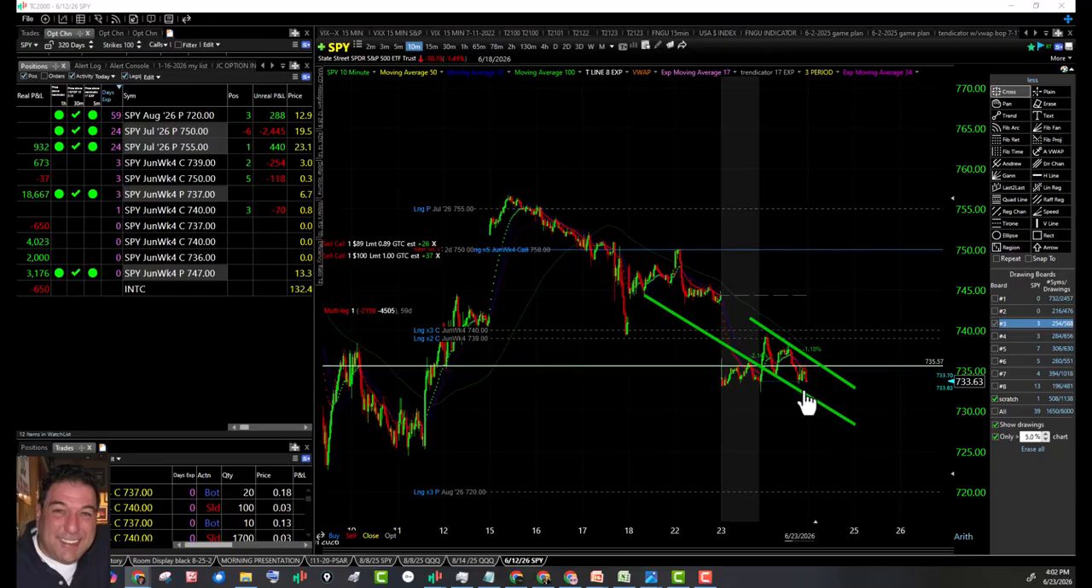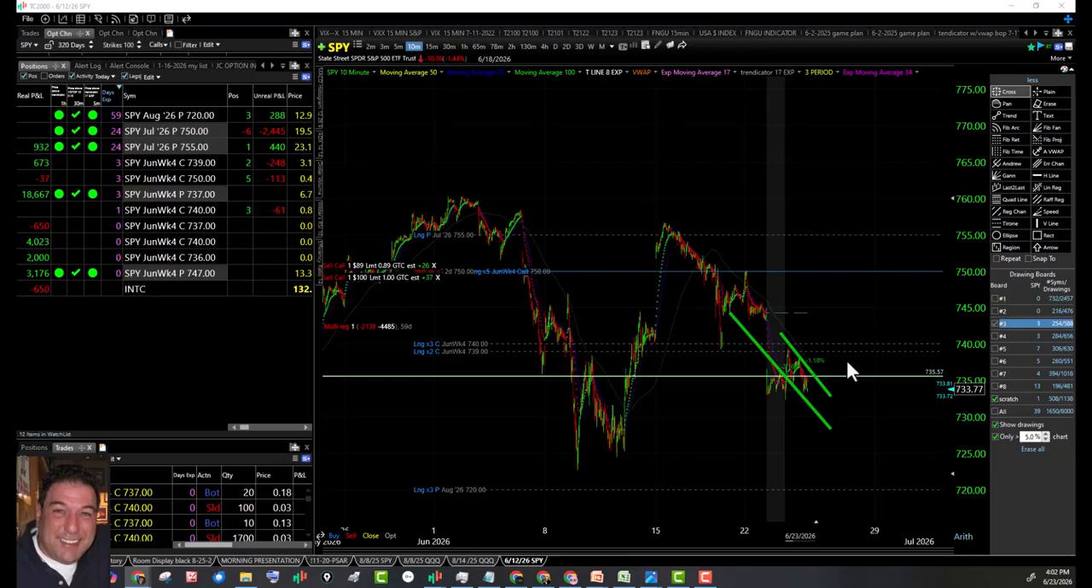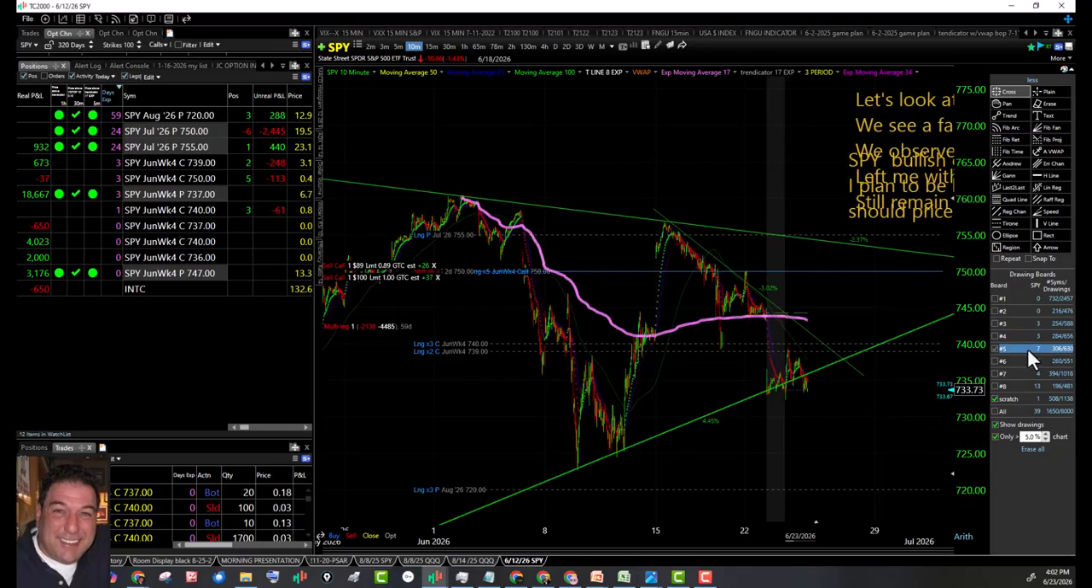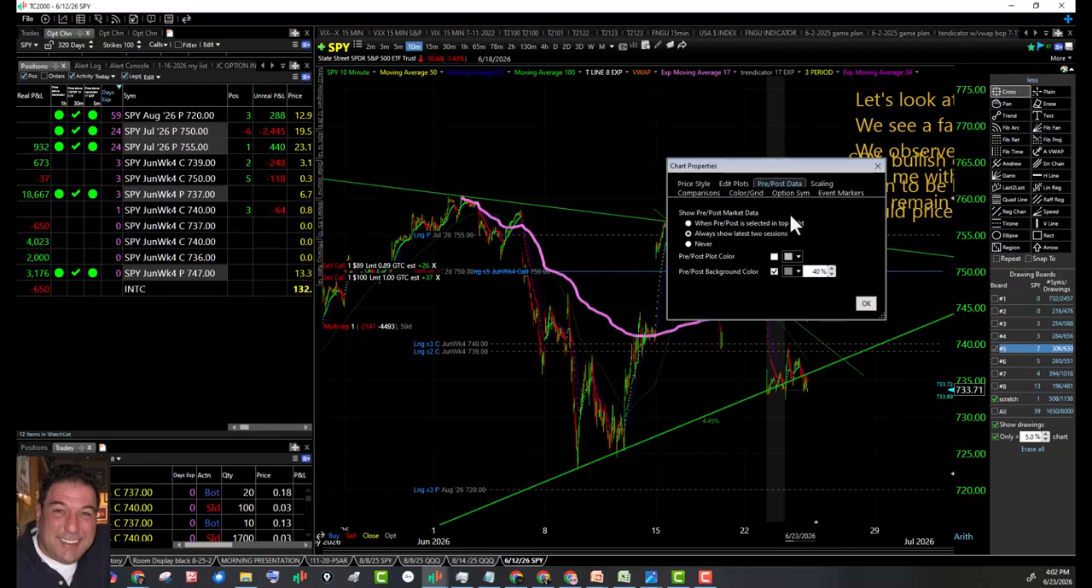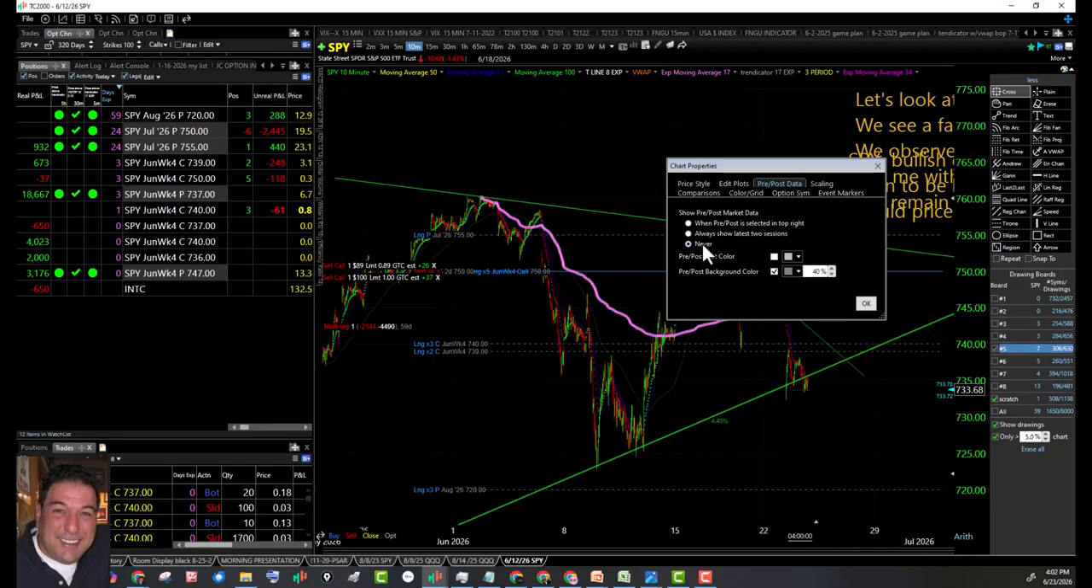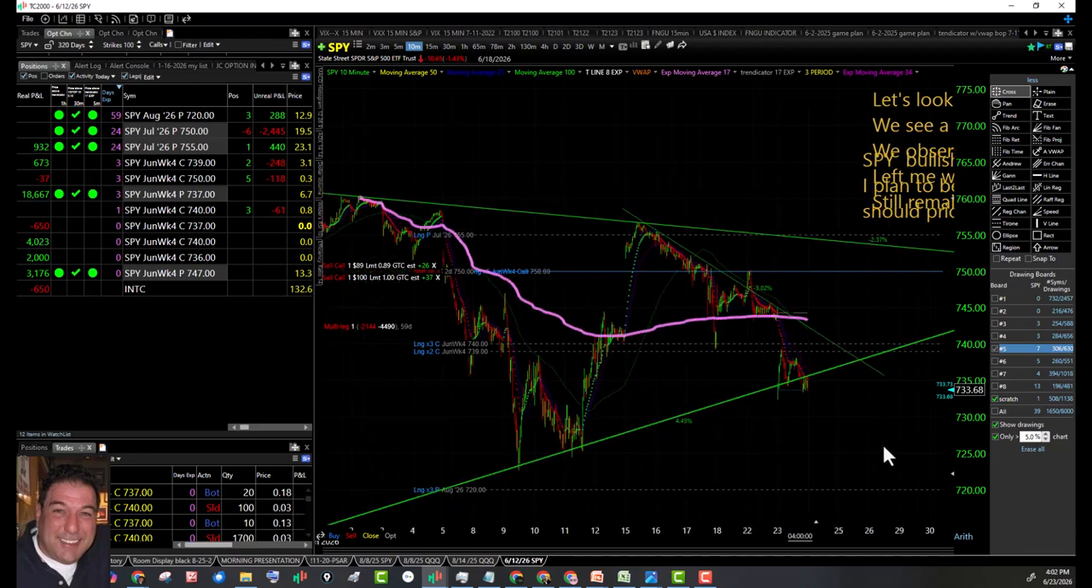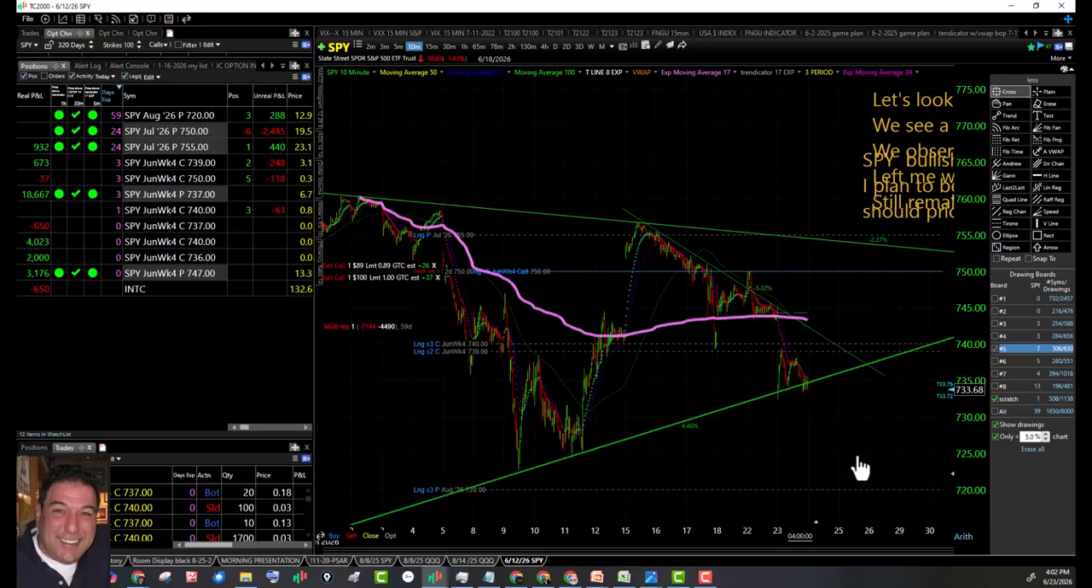So I got a lot of bearish clues coming into tomorrow. So probably not bearish overnight. We do have an uptrend line. Don't forget about it. Right there. There's our uptrend line. And if I take the pre-market off, all right, you can see this kind of belongs right about there. So we'll see what happens.